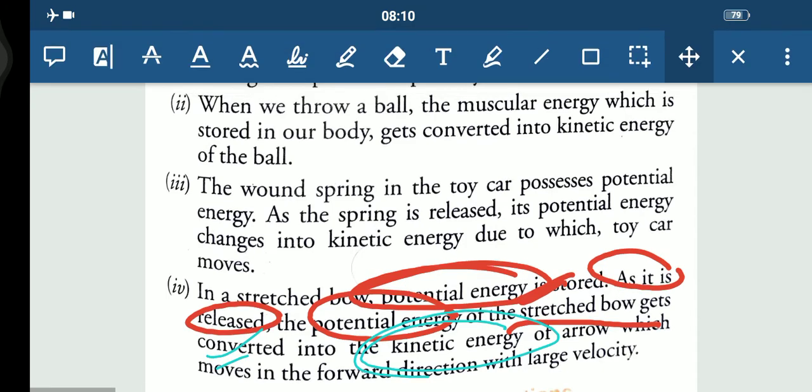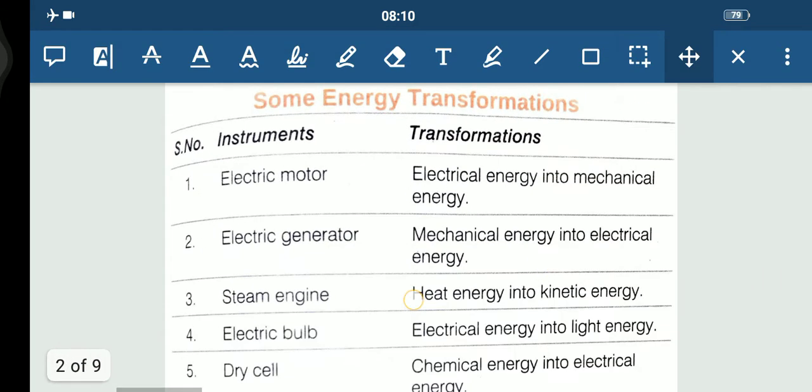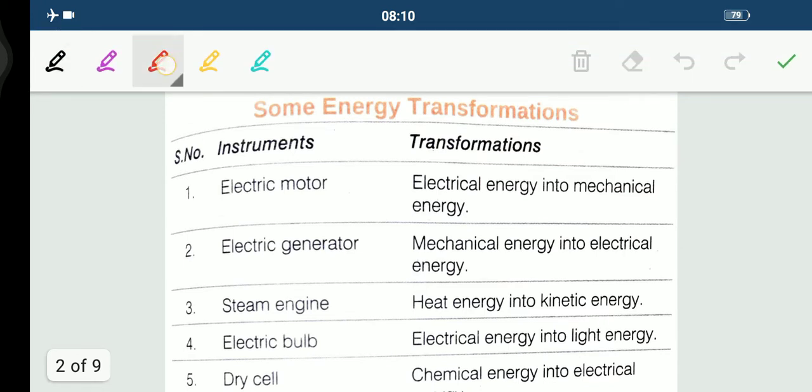Fine, children. See, now there are some basic energy transformations. I think you are all aware of these basic transformations. At your home also you are using a number of equipments. Fine. For example, if I consider an electric motor, can you tell me which energy is being transformed here?